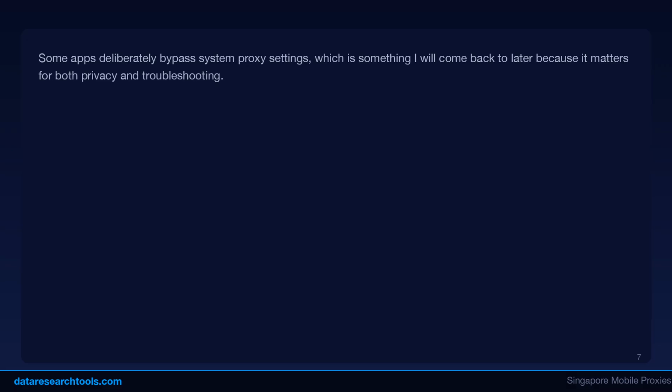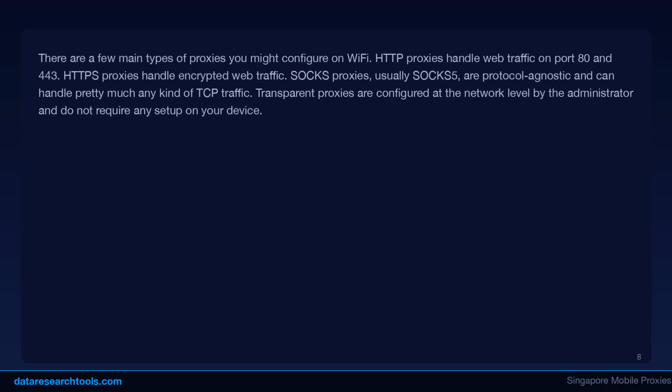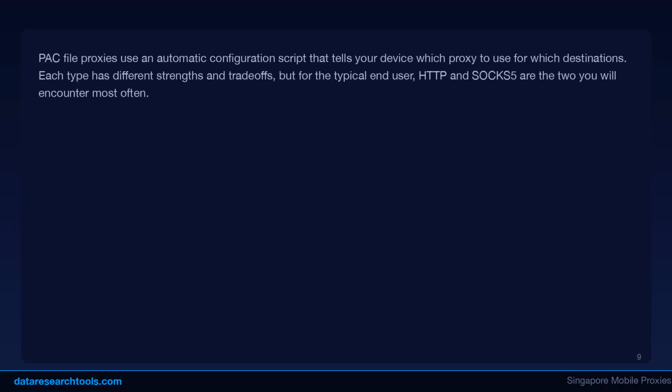There are a few main types of proxies you might configure on Wi-Fi. HTTP proxies handle web traffic on port 80 and 443. HTTPS proxies handle encrypted web traffic. SOCKS proxies, usually SOCKS 5, are protocol agnostic and can handle pretty much any kind of TCP traffic. Transparent proxies are configured at the network level by the administrator and do not require any setup on your device. PAC file proxies use an automatic configuration script that tells your device which proxy to use for which destinations. Each type has different strengths and trade-offs, but for the typical end user, HTTP and SOCKS 5 are the two you will encounter most often.